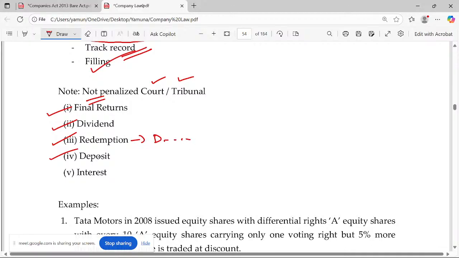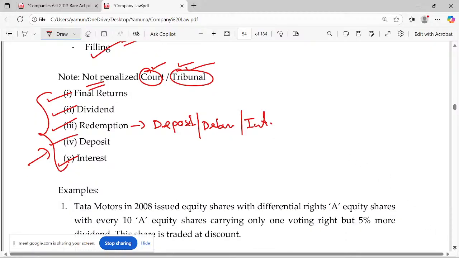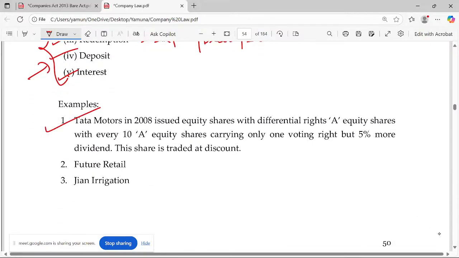Generally with respect to debt capital, and not only that, also with respect to interest, which means we have redeemed the deposits. You have redeemed the debentures. Also, you should have paid the interest for deposits and debentures, and whatever bonds and other things are there. So if your company is penalized on this basis in any court or National Company Law Tribunal, then this company is not eligible to issue differential voting rights shares. Example, you can just go through. We have done it already with Tata Motors.